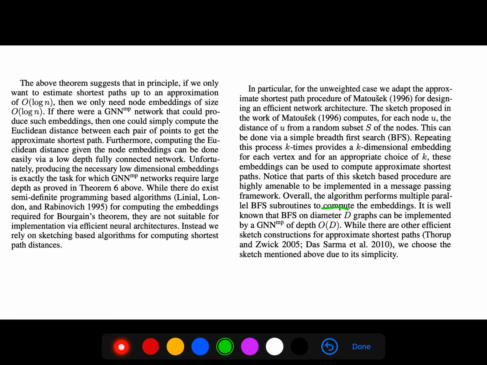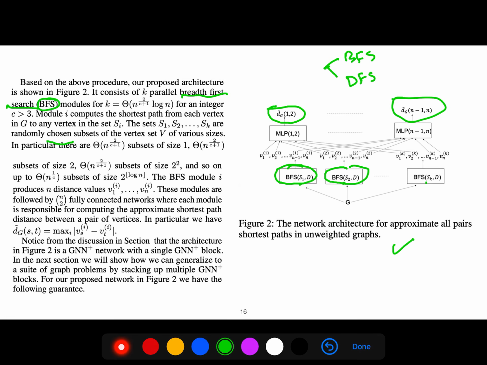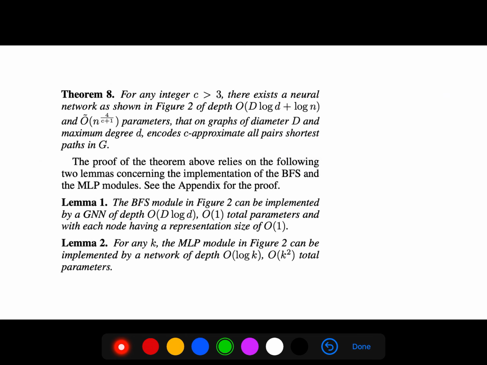And you have diameter D graphs. So for diameter D graphs, we can have this breadth first search as encoders of these random sets. So these are the inputs, and the output is what we know. We already know the distance between any two nodes, so we can learn it.